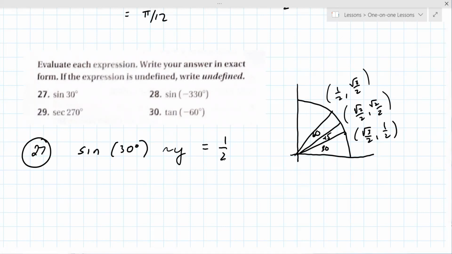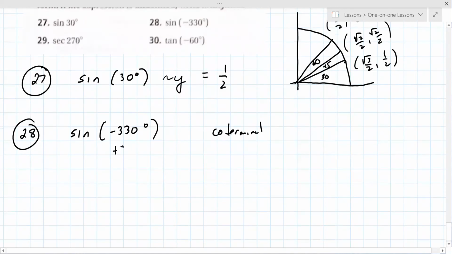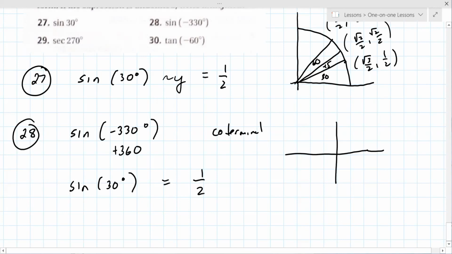Now let's move to 28. 28 asks for the sine of minus 330. Do you remember earlier how we talked about coterminal angles? We're going to find the coterminal angle by adding 360. So this becomes the sine of 30, which we just found is 1/2.